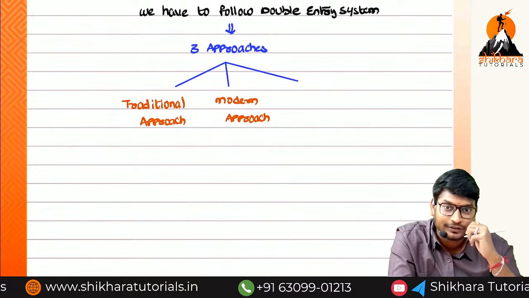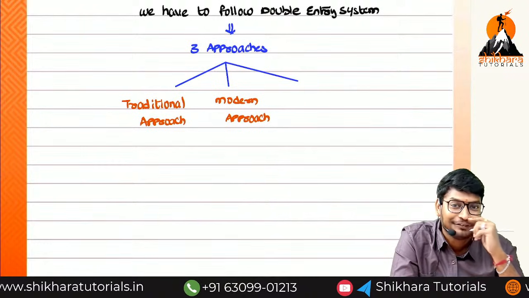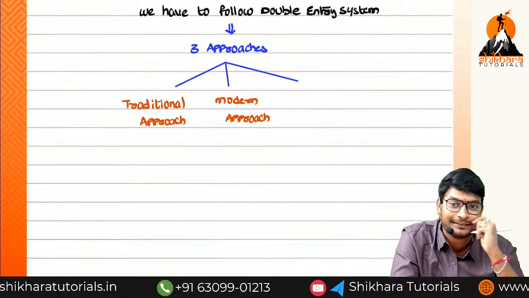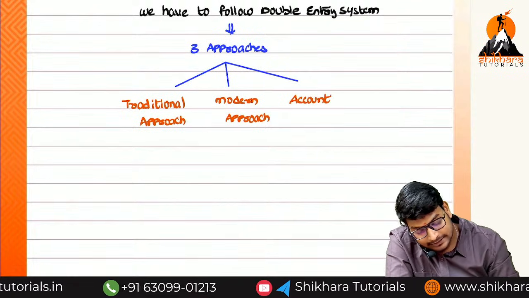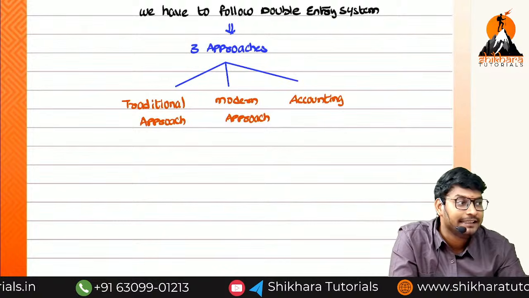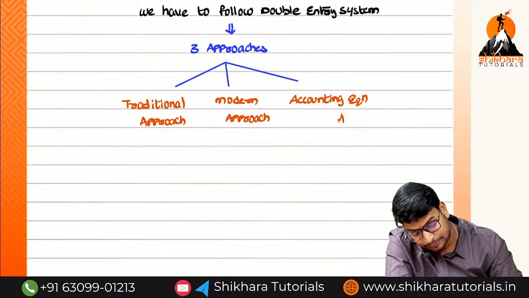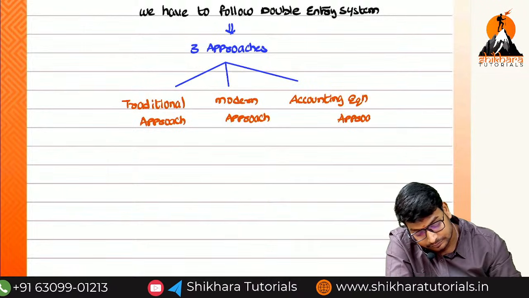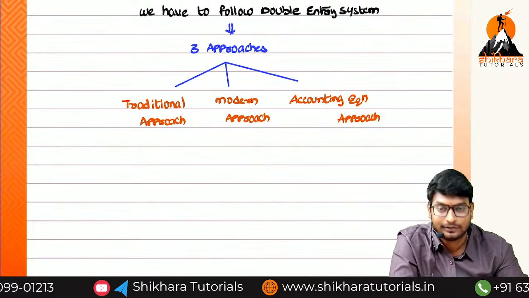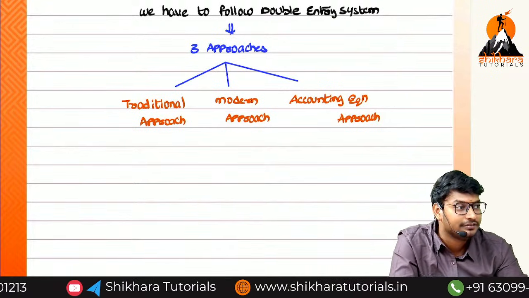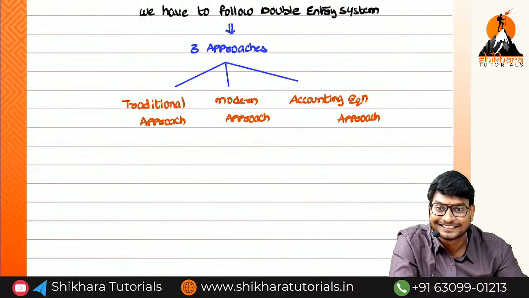And what is the third approach? We have been thinking for 5 minutes. Just like in maths, we also have an equation in accounts. So it is the accounting equation approach. What is the accounting equation? Plus or minus? Yes or no? What things do we add and what things do we subtract? You don't know? Okay.